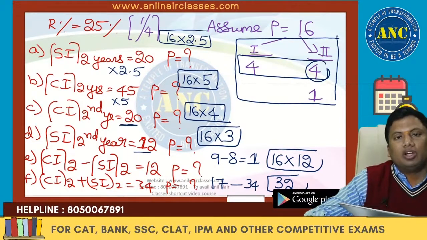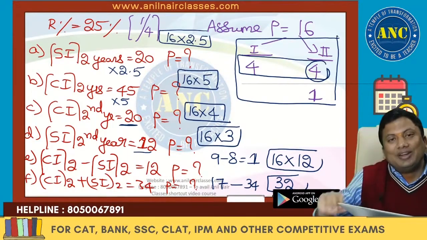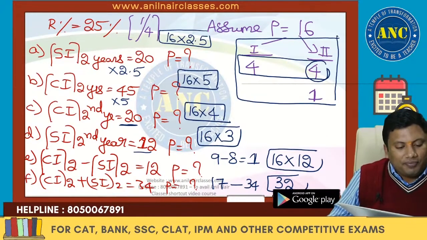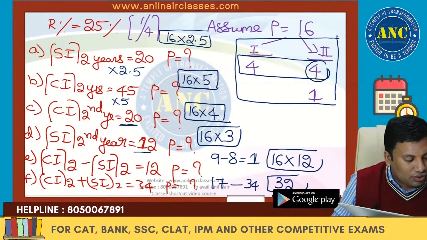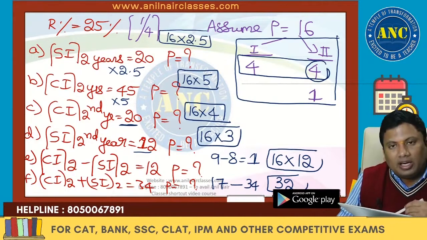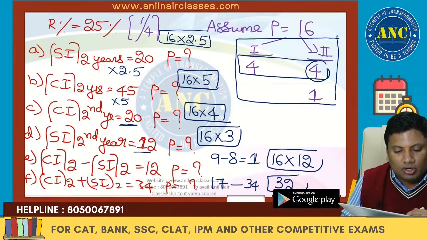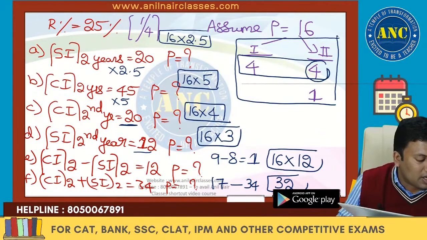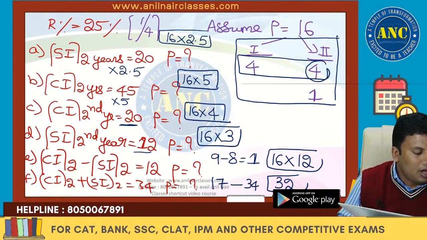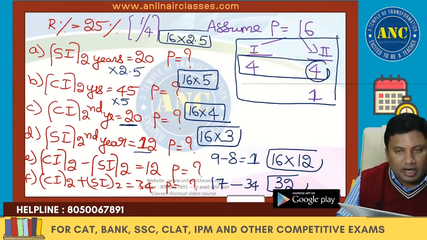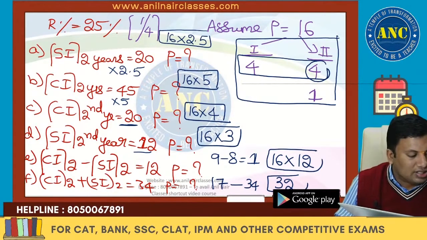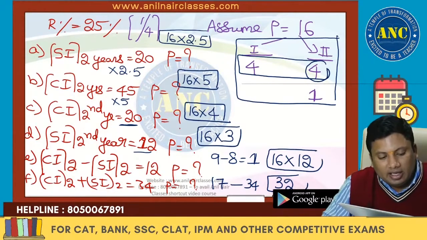Unnecessarily you would use PTR percentage. You would use CI2 minus SI2 is P into R percentage whole square. All these are not required. I hope the idea is clear.